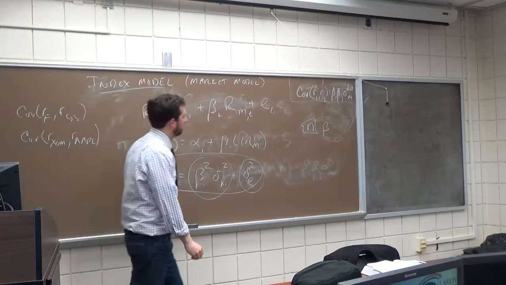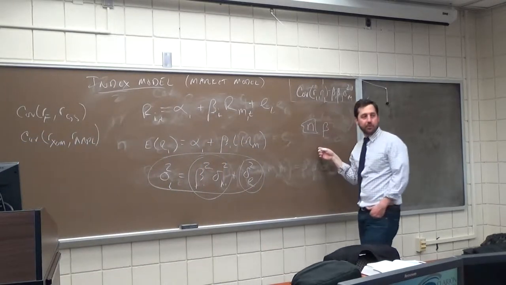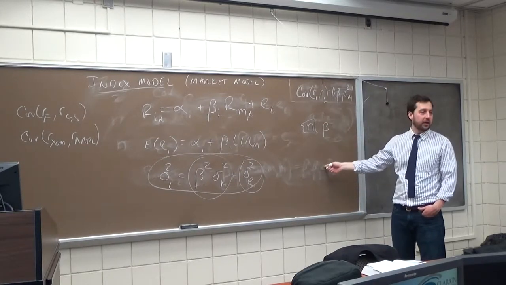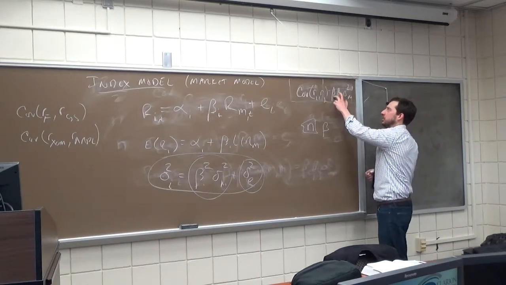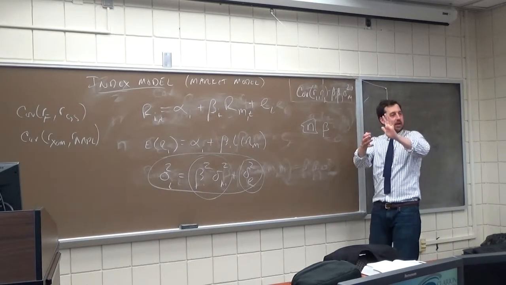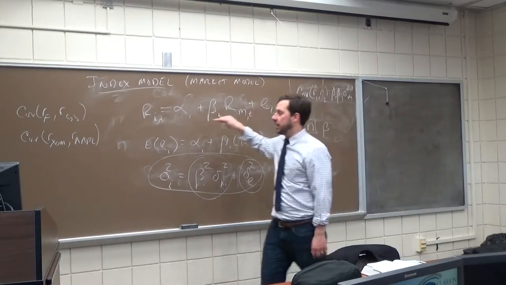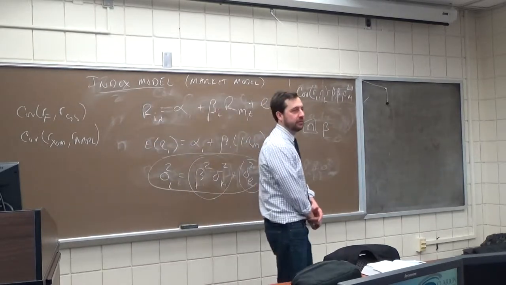But here, all somebody has to do is estimate the beta of Apple, the beta of Goldman Sachs, the beta of IBM. In other words, we just estimate these individual betas and multiply them together. Why might this be much more convenient than estimating this? Did we talk about this?